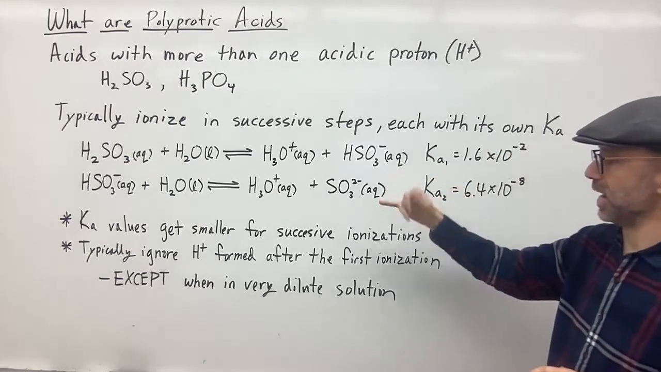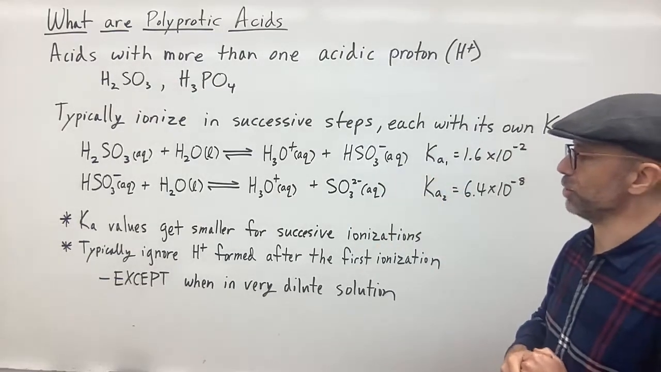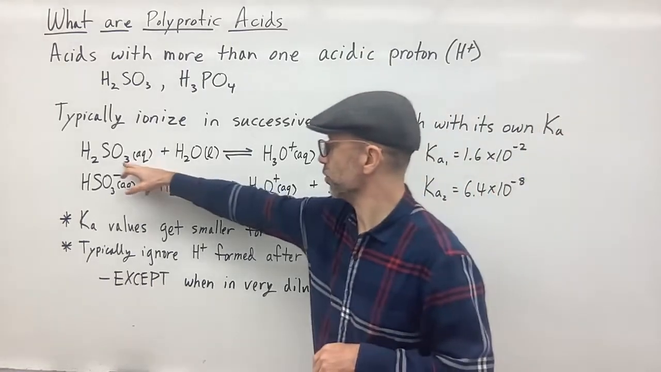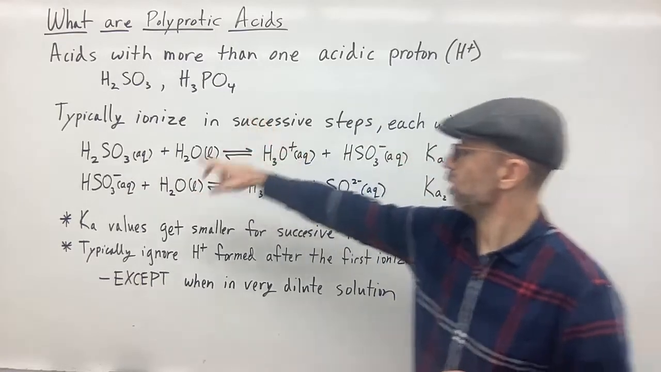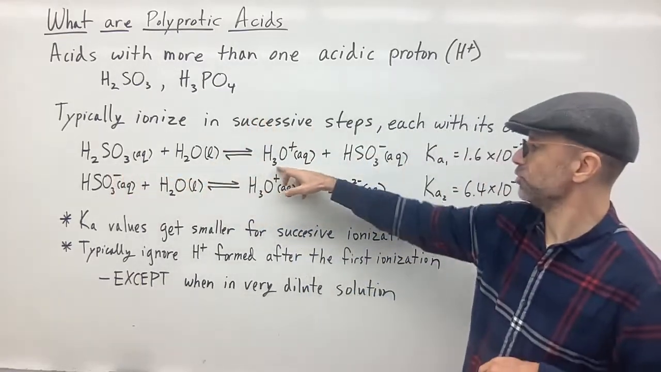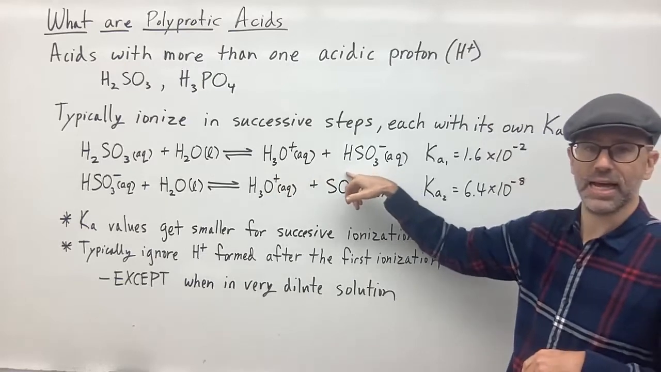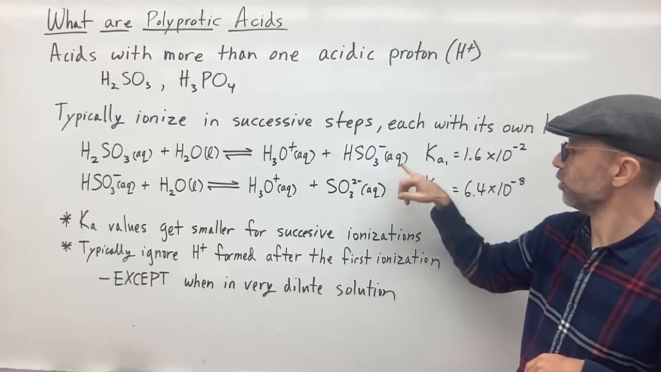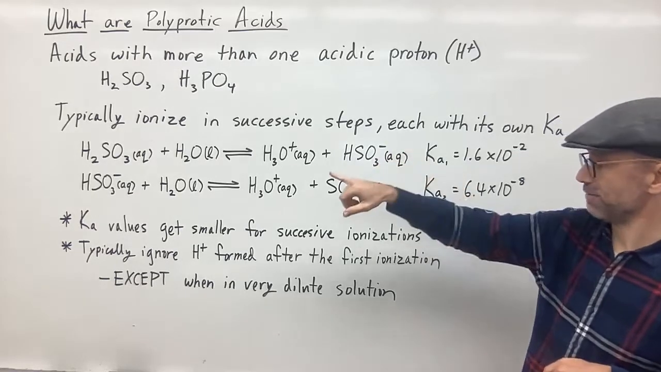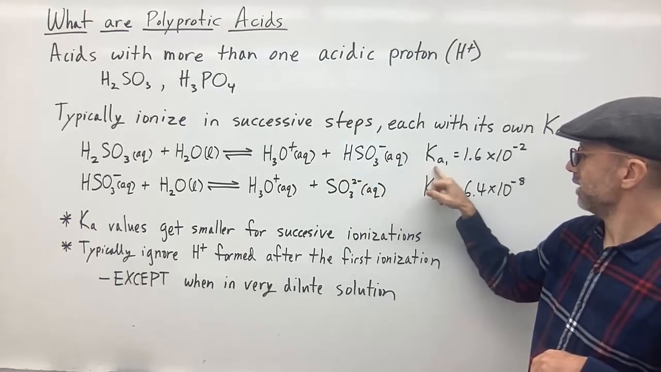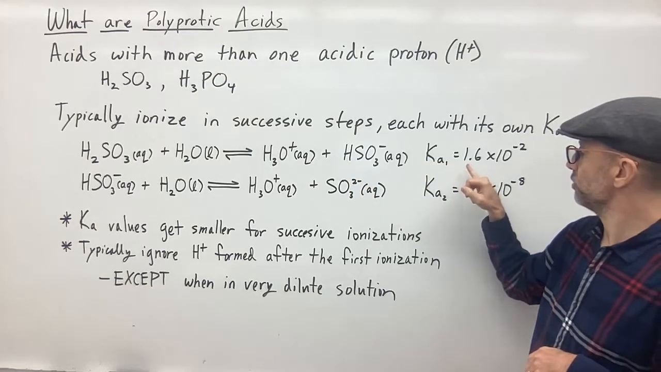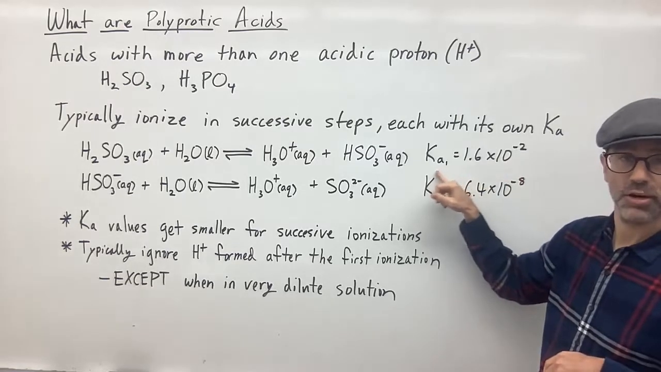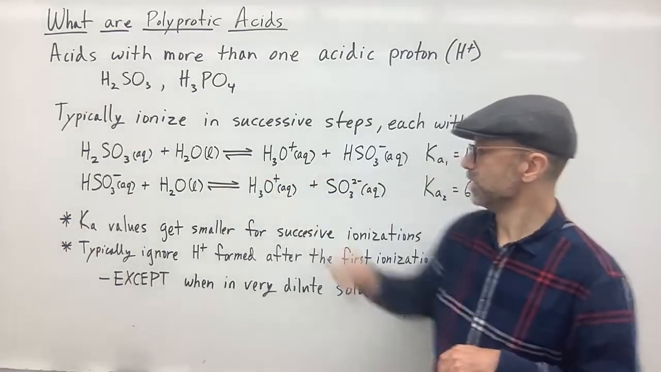So here we have an example of using H2SO3. The first hydrogen is going to come off. So H2SO3 is going to react with water. One of the hydrogens comes off to form the hydronium ion, and then you have the anion that's left over, HSO3 minus. And so that has a Ka value. That first proton has a Ka value of 1.6 times 10 to the negative 2. So this is the ionization constant for that first proton.